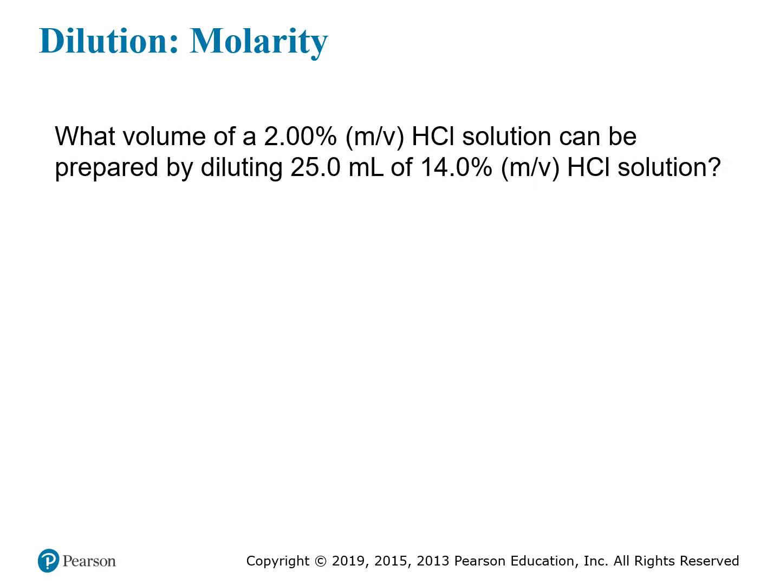Here's another example. What volume of a 2% mass over volume HCl solution can be prepared by diluting 25 milliliters of 14% mass over volume HCl solution? So we are going to be diluting 25 milliliters of a 14% solution. So this clearly is going to need the dilution formula.